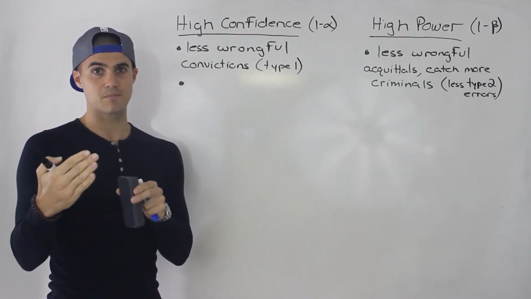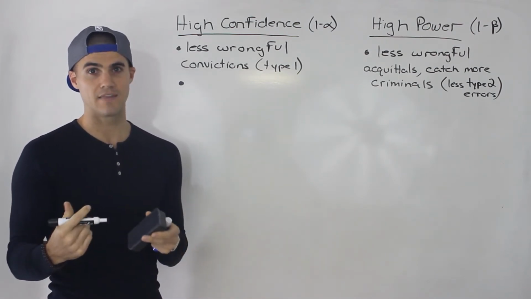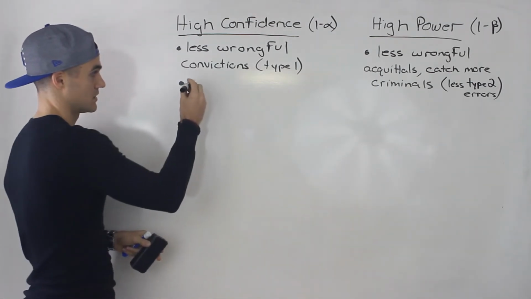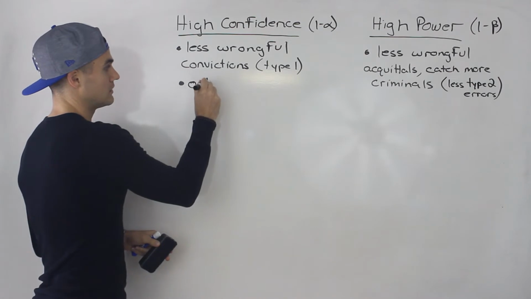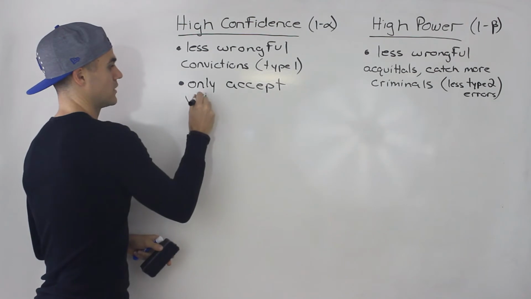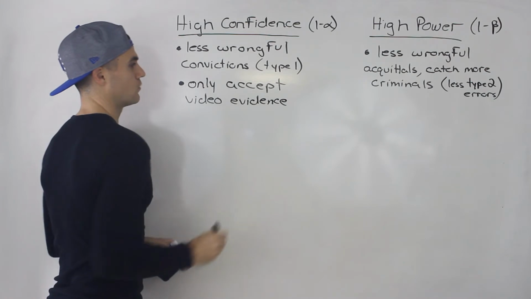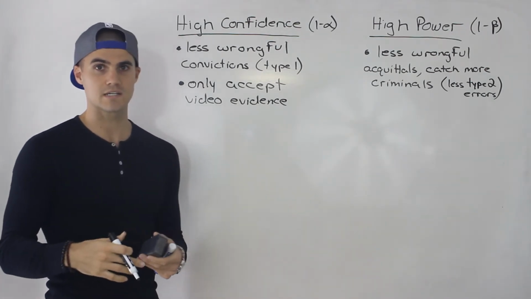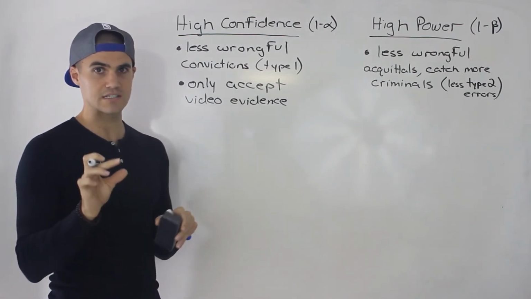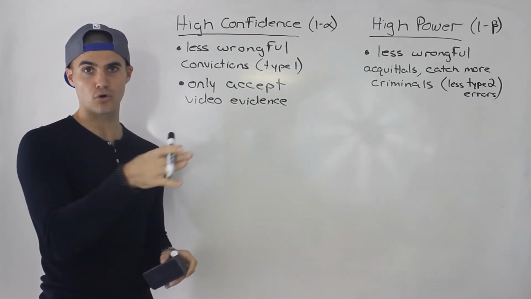Well, you can accept only the highest quality type of evidence. And the highest quality type of evidence that comes to my mind is video evidence. So you would only accept video evidence. Any other evidence to you would not be good enough. So fingerprints, witnesses, for you that would be too wishy-washy. You need to see video evidence. You need to see a video with someone's face clearly on it committing the crime before you send them to jail.